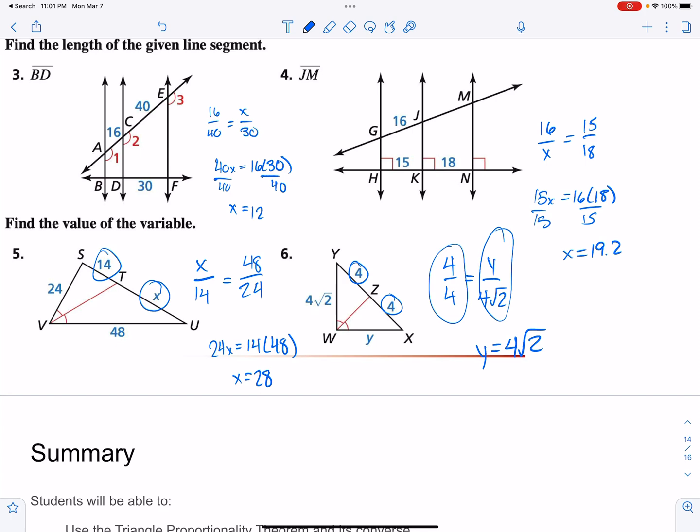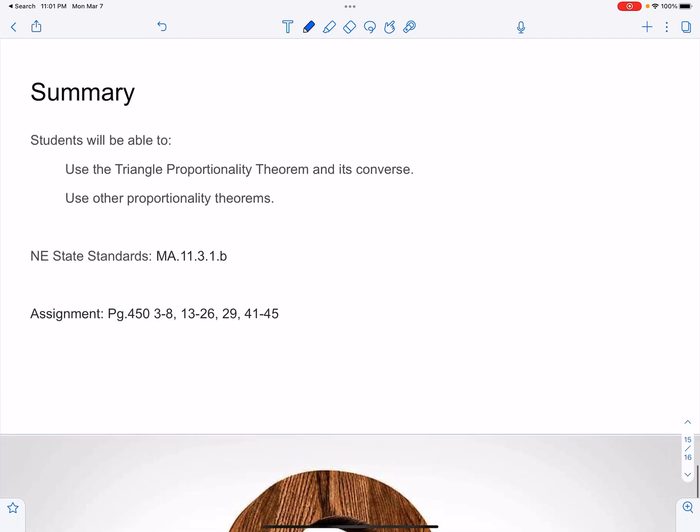Okay, so again, this is in essence what happens when you have a square in the coordinate plane or trying to count the length of this. This is actually a right angle here, and we'll learn more about those right triangle properties pretty soon. So again, the triangle proportionality theorem and its converse we used, and then a couple other proportionality theorems with parallel lines and triangles, angles bisected.